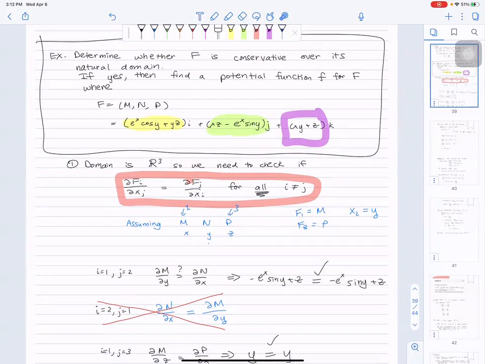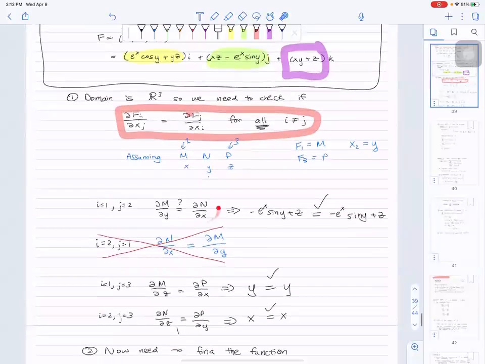Do this so you can see what's common between them to make a differential function. And if there is one, then it is conservative. Just by checking that these 3 conditions are met, we know that it's conservative already.